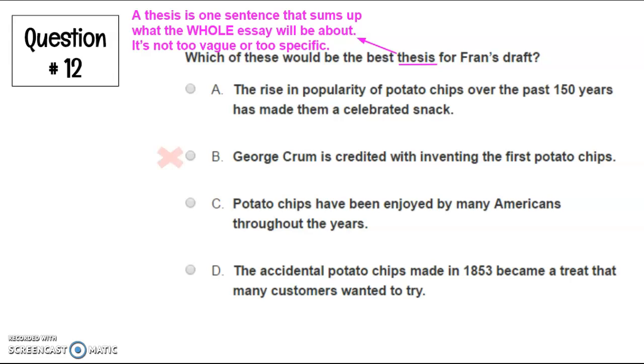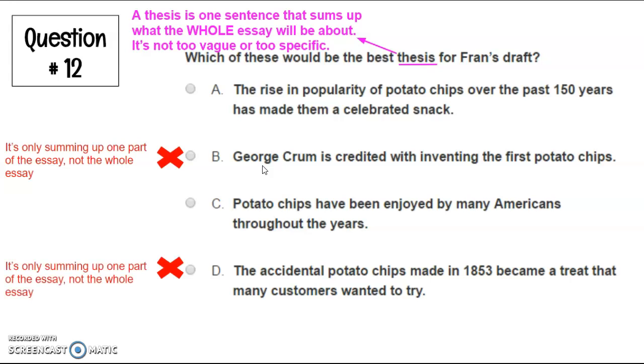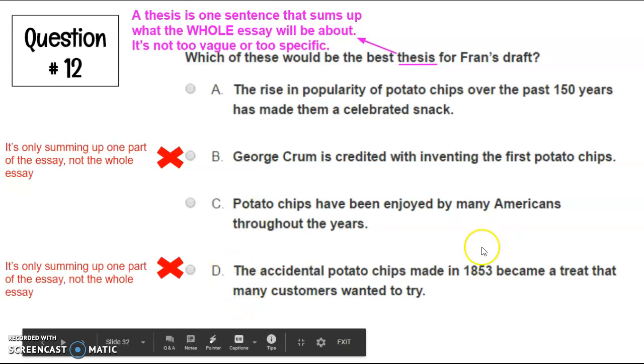All right. So B wouldn't work because it's only summing up one part of the essay, not the whole essay. George Crumb is credited with inventing the first potato chips, yeah, but again, the whole essay isn't just about that. It's also about all these inventions that were made that helped potato chips become more and more popular over time. So this is just one small part of the essay. And it's for that same reason that D is incorrect. Again, it's just summing up one part of the essay, not the whole essay.